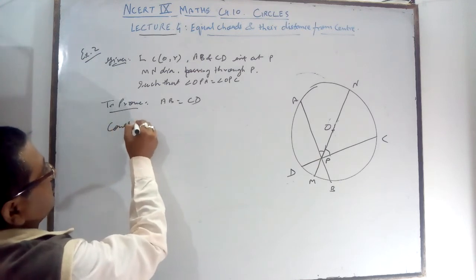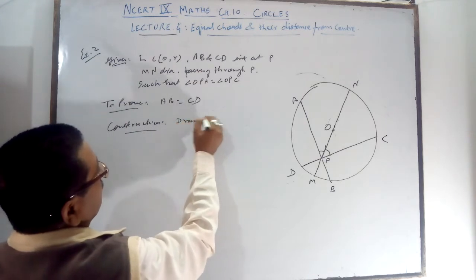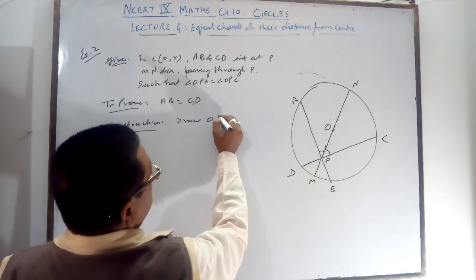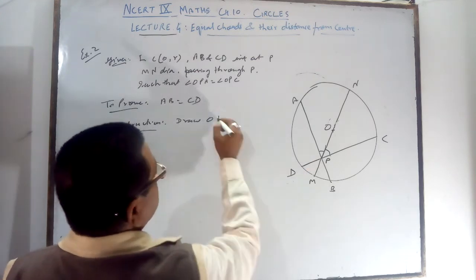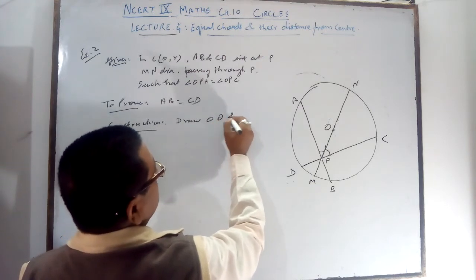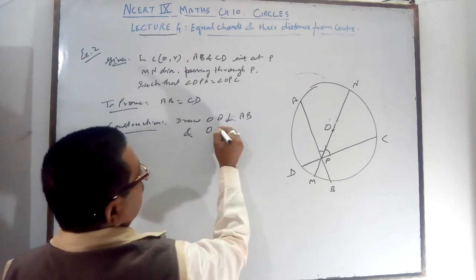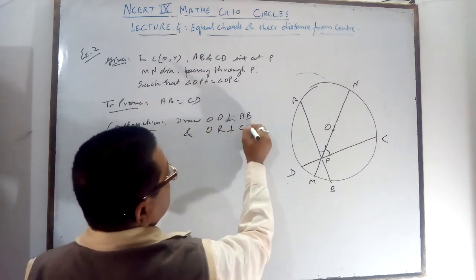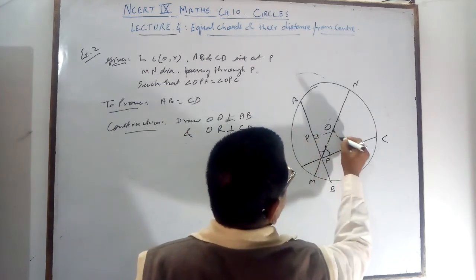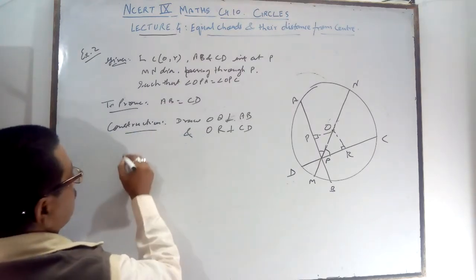Construction. Draw OQ perpendicular to AB and OR perpendicular to CD. OP is already given, MN you have taken. You will draw a construction: OQ perpendicular to this and OR perpendicular to this. It is a construction. Proof.